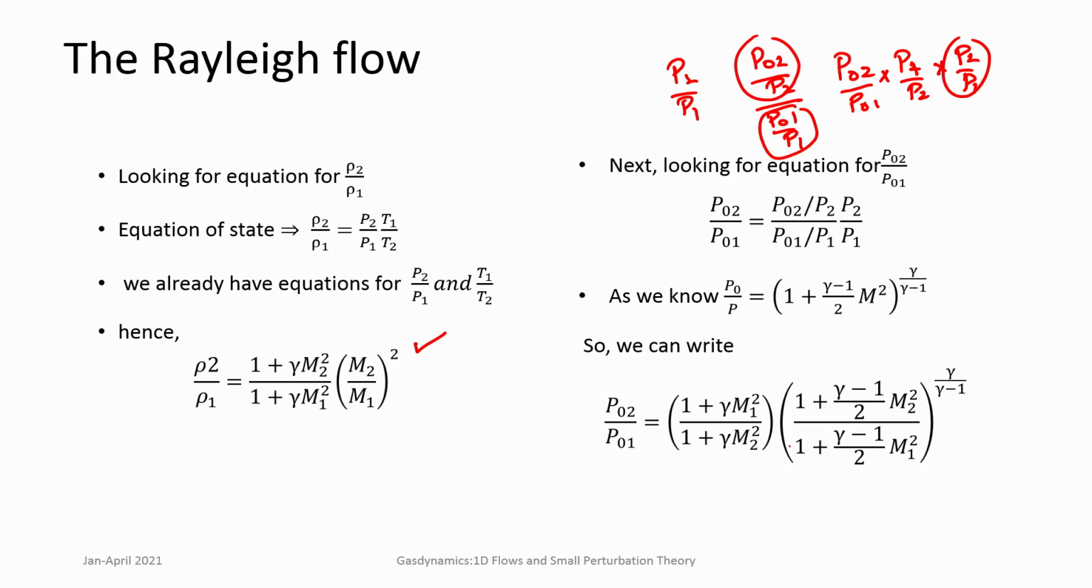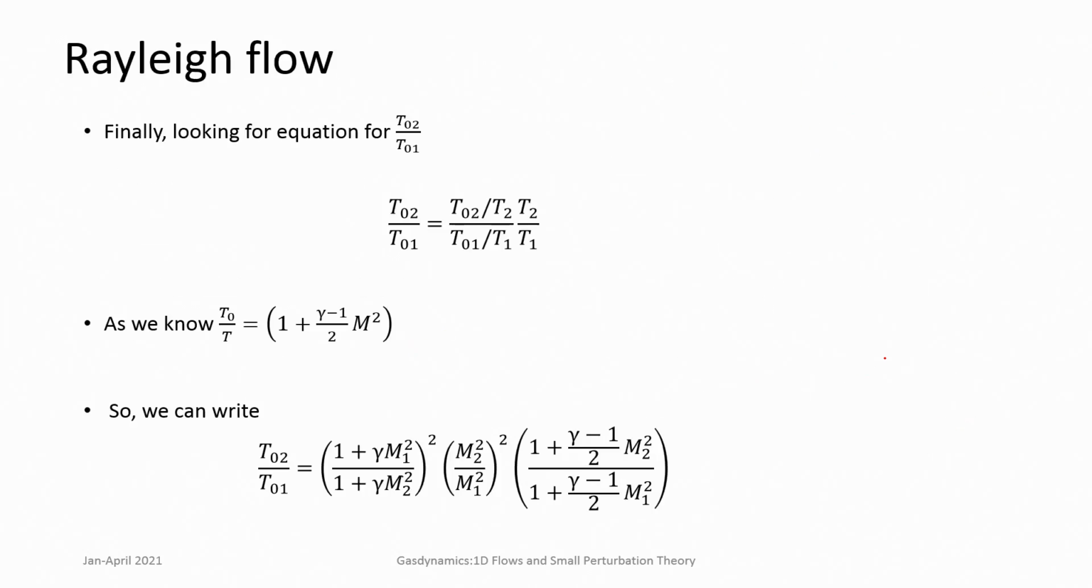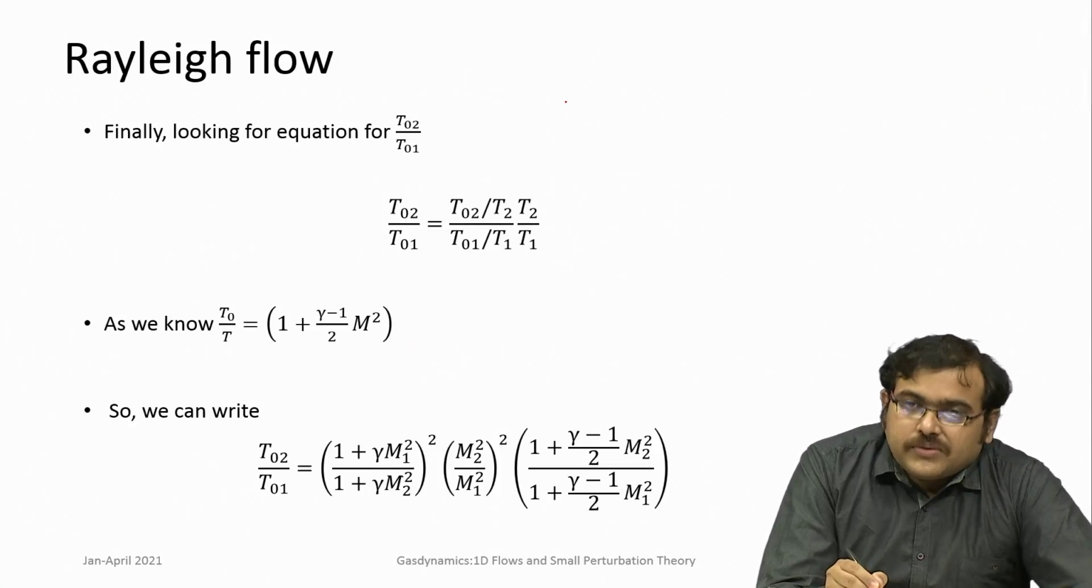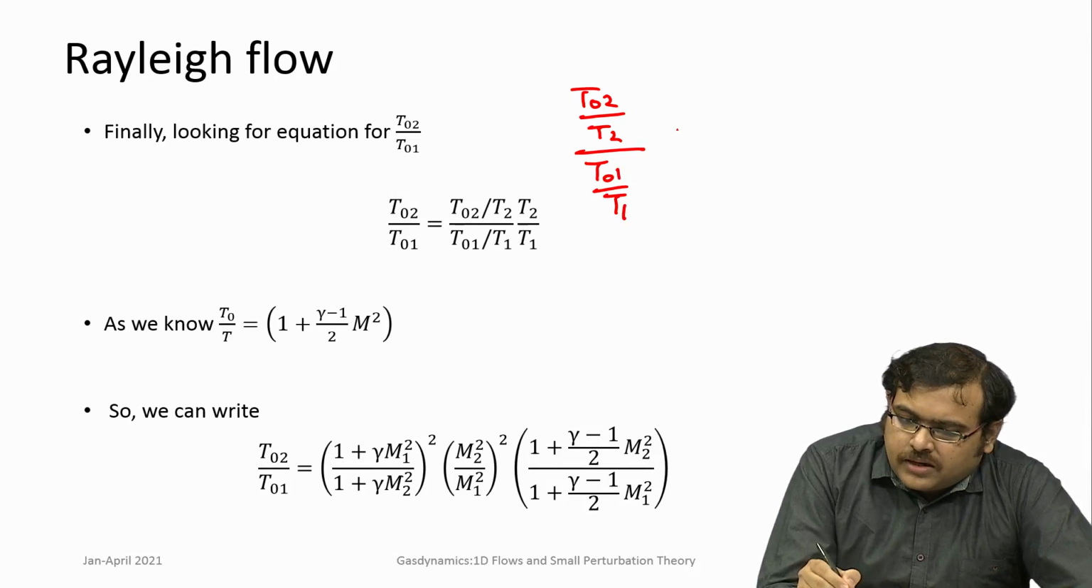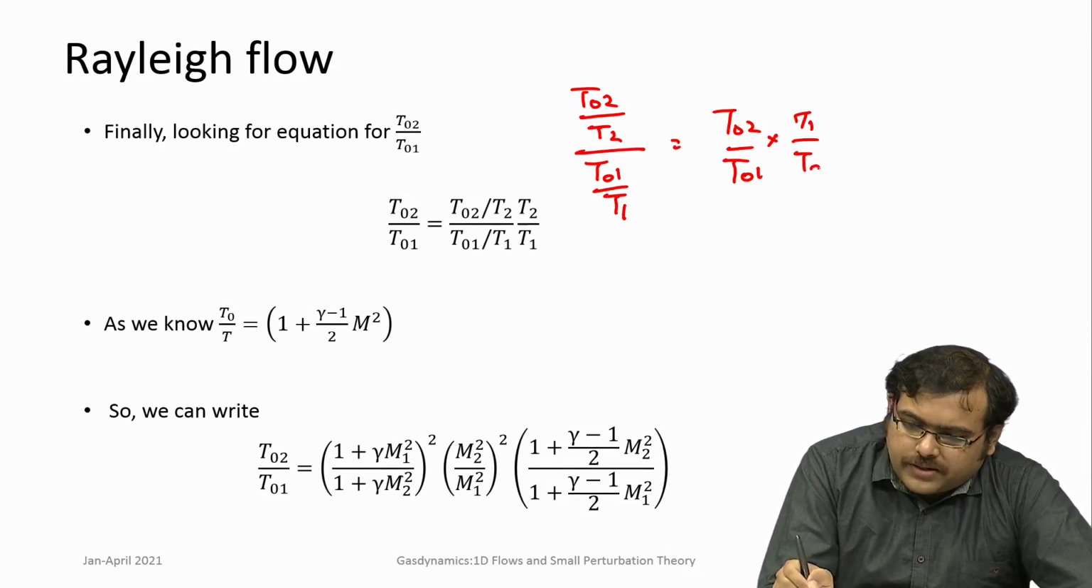So, couple both of them together, and P02 by P01 can be got here. Next, we look at T02 by T01. It is the same principle. Now, you have T02 by T2 divided by T01 by T1. This is T02 by T01 multiplied by T1 by T2.